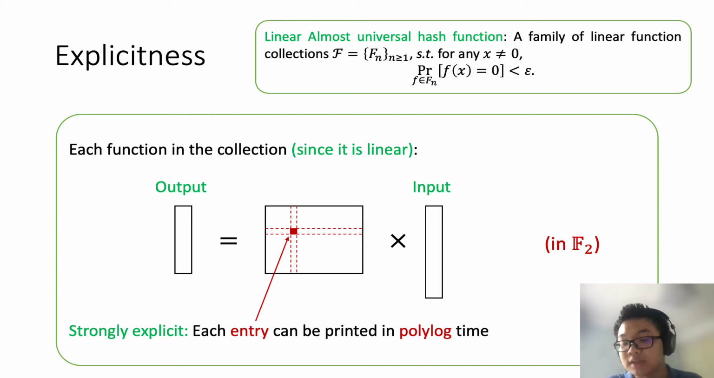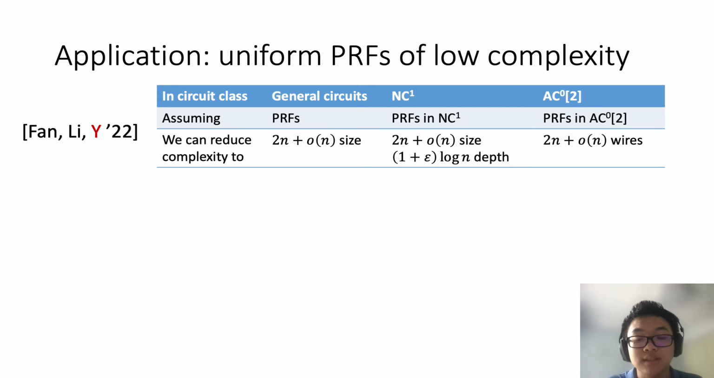Alright, so this is our hash function. I'll introduce how we construct it in the second half of this talk, but for now, let's take a look at the applications. The first application is a rather direct one. With the previous almost universal hash function of 2n plus little o of n, Fan, Li, and me showed a general way to reduce the circuit complexity of pseudorandom functions. For example, in general circuits, assuming the mere existence of PRFs, we can show that PRF can be constructed in 2n plus little o of n size. If we further assume PRFs in NC1, then the depth can be further reduced to 1 plus epsilon log n.